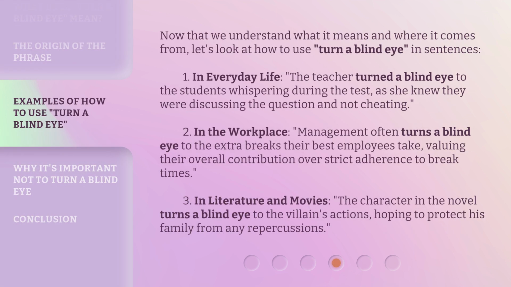Now that we understand what it means and where it comes from, let's look at how to use "turn a blind eye" in sentences. 1. In everyday life, the teacher turned a blind eye to the students whispering during the test, as she knew they were discussing the question and not cheating. 2. In the workplace, management often turns a blind eye to the extra breaks their best employees take, valuing their overall contribution over strict adherence to break times. 3. In literature and movies, the character in the novel turns a blind eye to the villain's actions, hoping to protect his family from any repercussions.